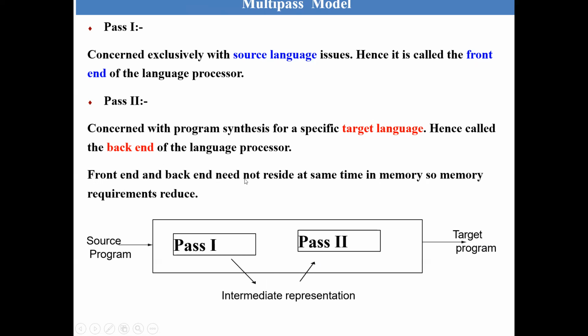Front end and the back end need not reside at the same time in memory, so the memory requirements reduce. And here also we have avoided the double analysis of the source program, because pass 2 is using the intermediate representation of your source code.